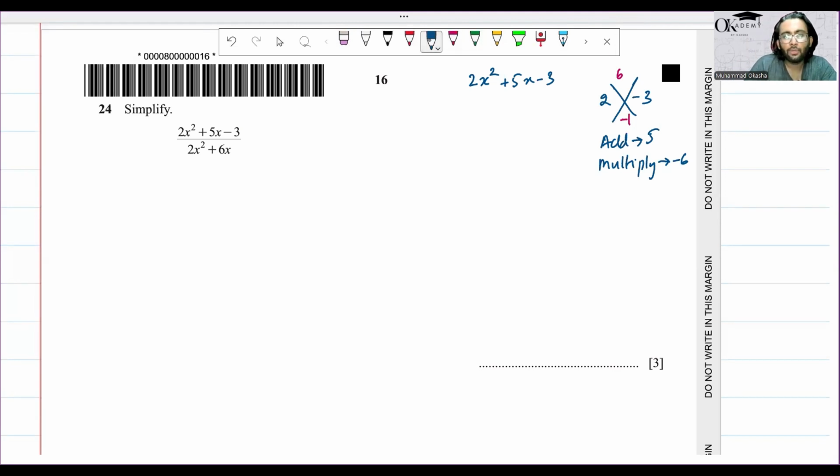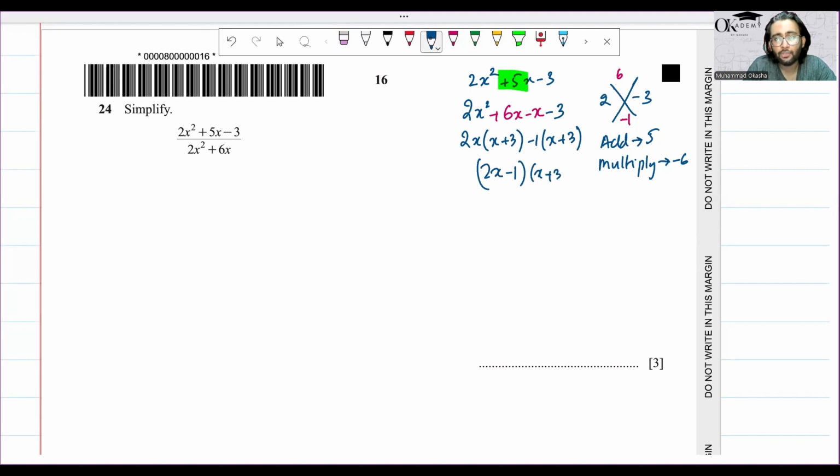So I'll use the numbers to split the middle term, in case you know about the middle term breakdown. This will be 2x squared plus 6x minus x minus 3, right? So you take 2x common and we're left with x plus 3. If you take -1, you get x plus 3. This gives 2x minus 1 and x plus 3. That's how you simplify the numerator.